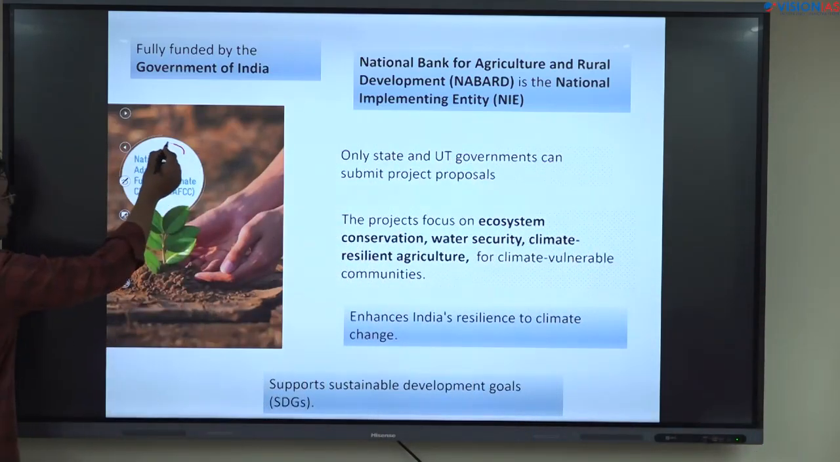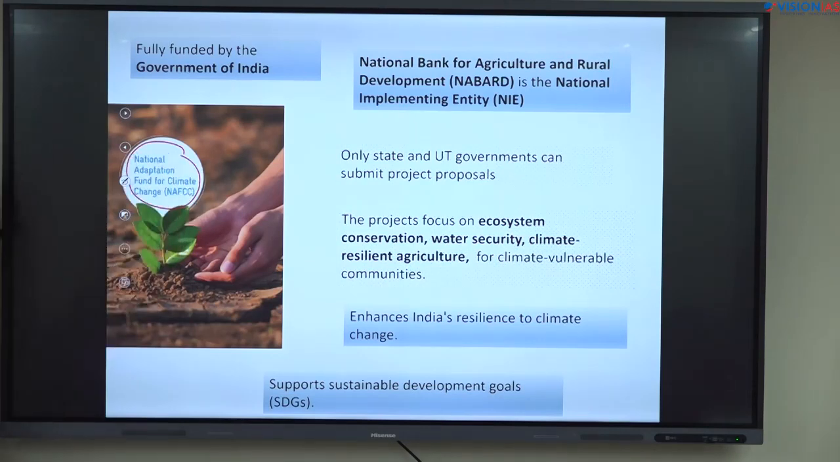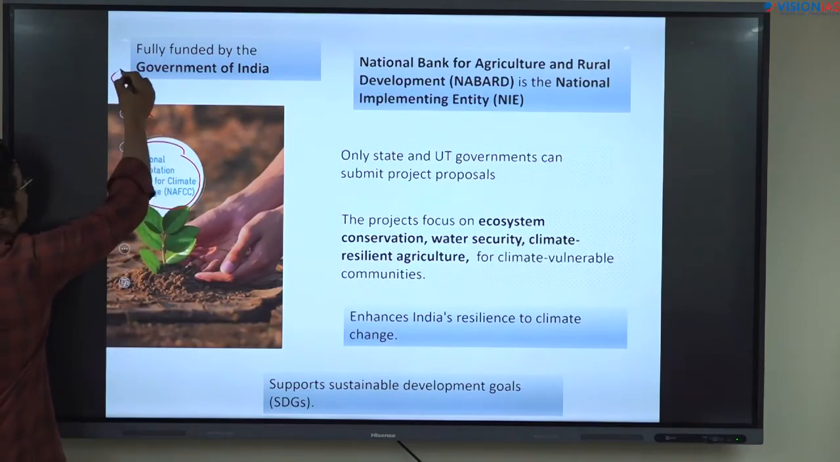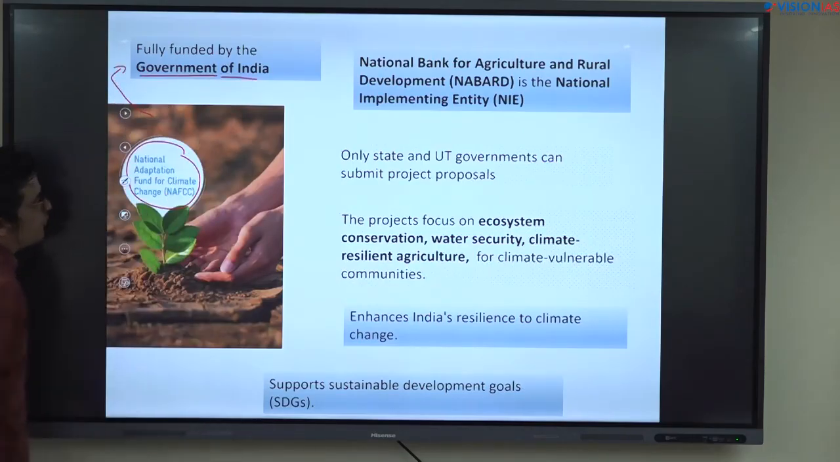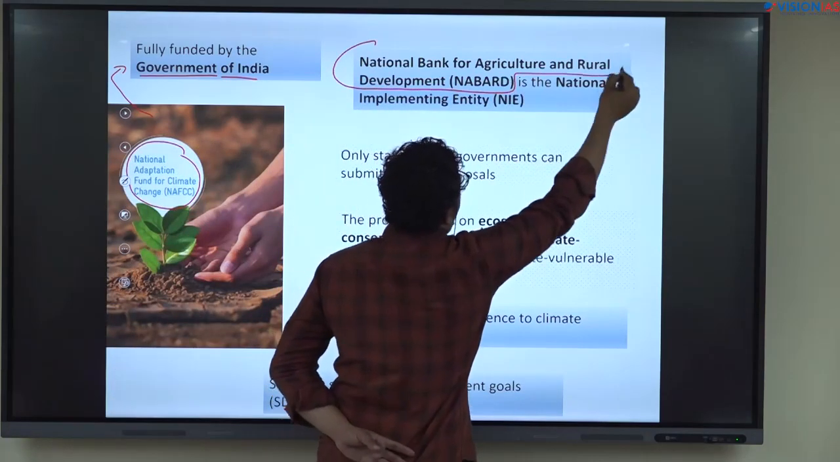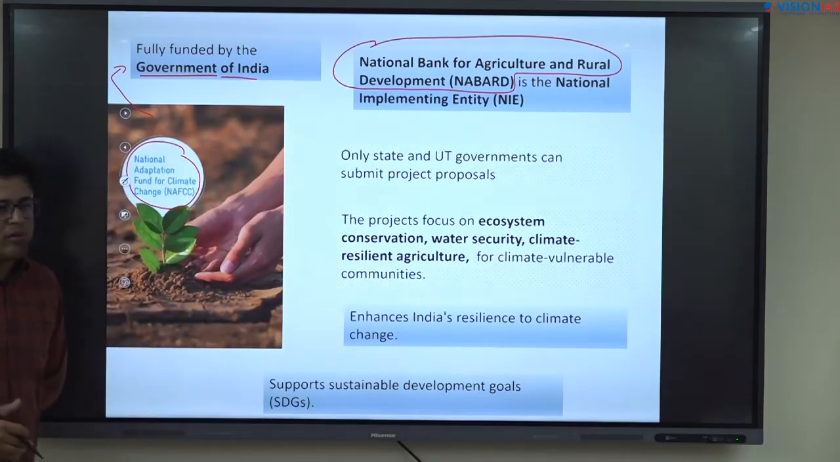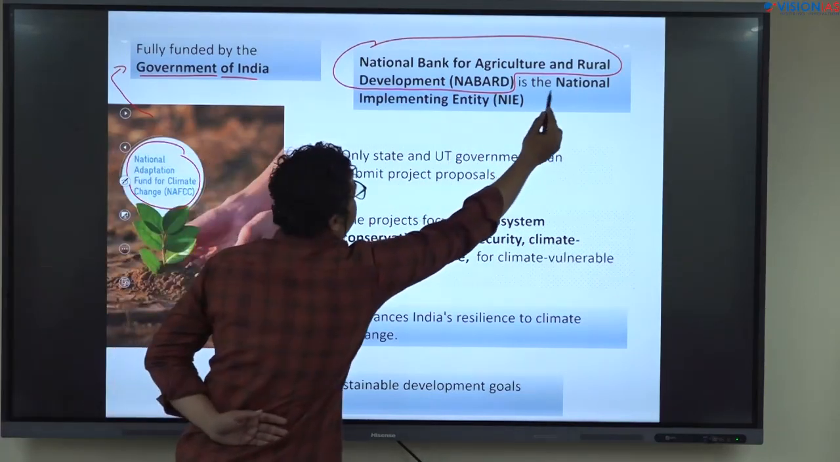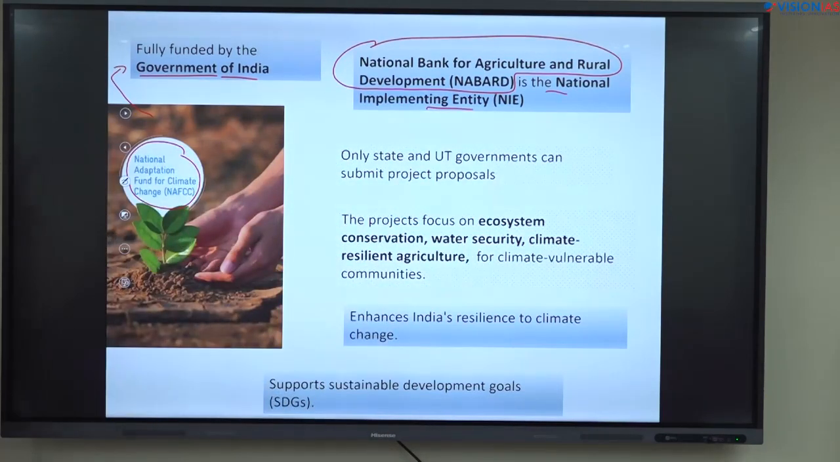A separate fund made by India for adaptation, completely funded by the Government of India, the central government. The complete fund would be released by the central government. No contributions from states. Who is the managing authority? NABARD. NABARD will distribute the fund. NABARD is considered the national implementing entity for this fund.